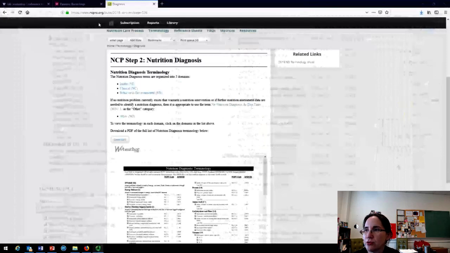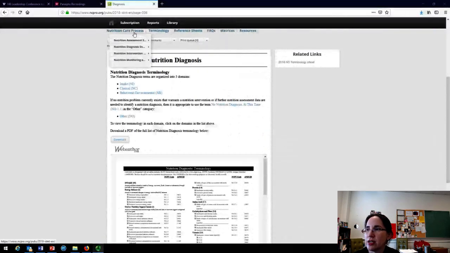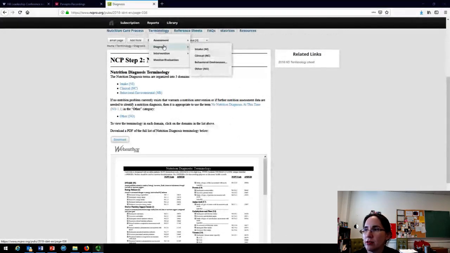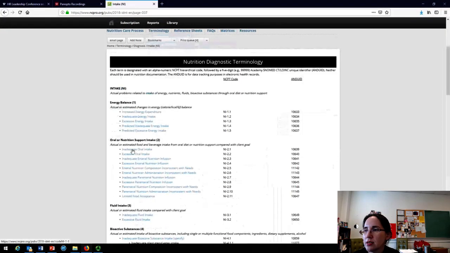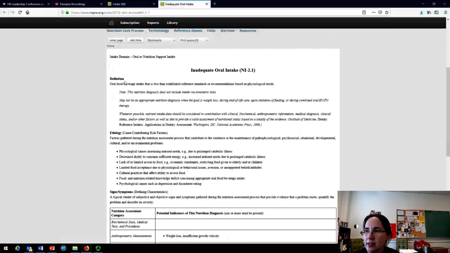Another thing that you can do from the ENCPT is you can actually go on the terminology to a particular diagnosis. Let's say you choose inadequate oral intake, and it defines what that means: oral food beverage intake that's less than recommended standards. Etiology, maybe there's a physiological cause such as prolonged illness, decreased ability to consume enough, lack of access or limited access to food, maybe economic constraints, etc. And then it tells you some potential signs and symptoms.